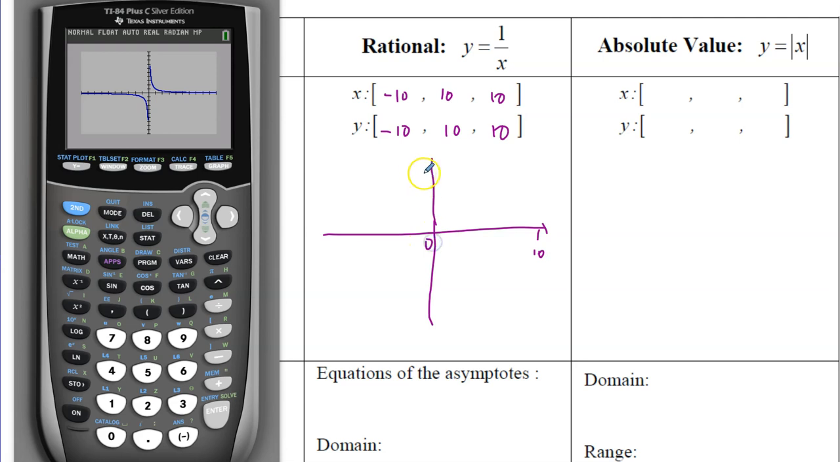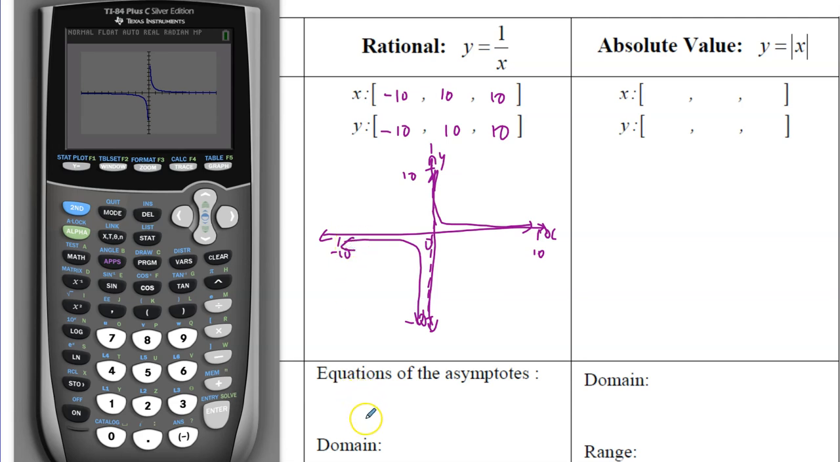Okay, 10, 0, 10, -10, -10, arrows on all y arrows, x arrows. Okay, sketch in the asymptote. I would change the color, but let's sketch the graph. So there and there. Equations of the asymptotes.